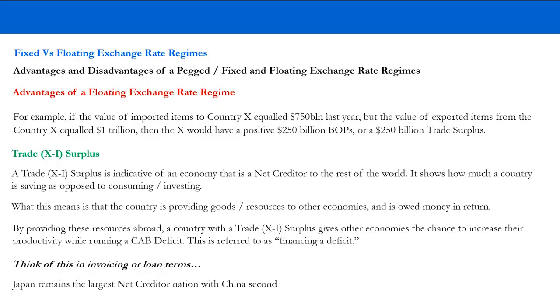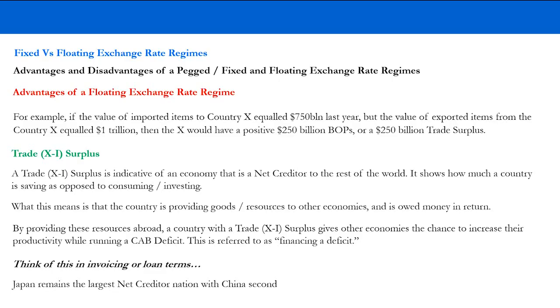For example, if the value of imported items to country X equaled $750 billion last year, but the value of exported items from country X to the rest of the world equaled $1 trillion, then country X would have a positive $250 billion balance of payments, or a $250 billion trade surplus.